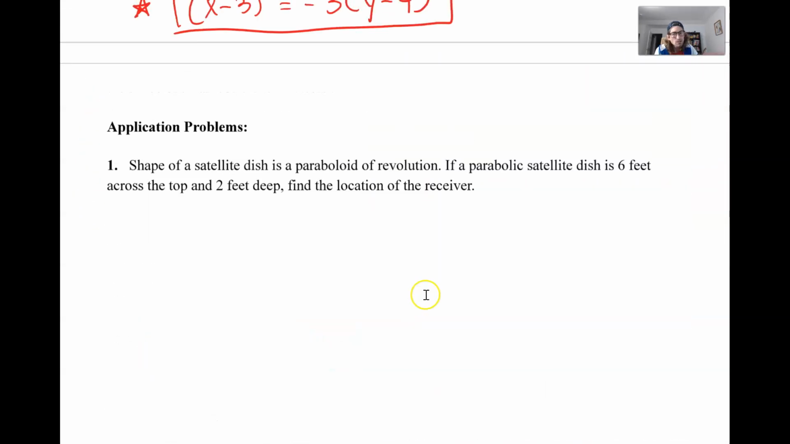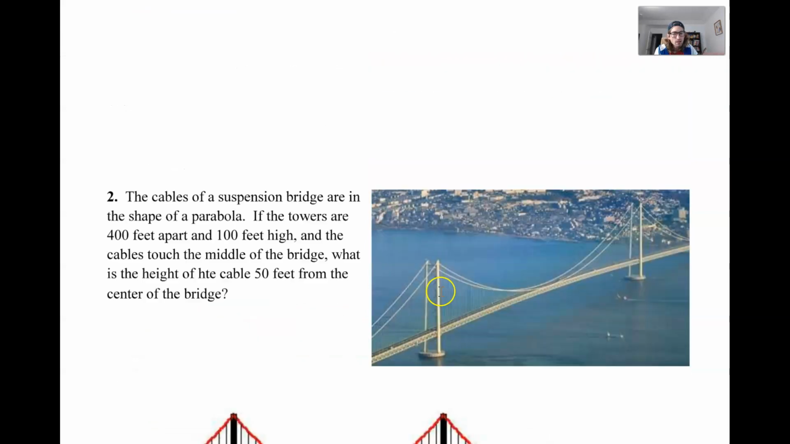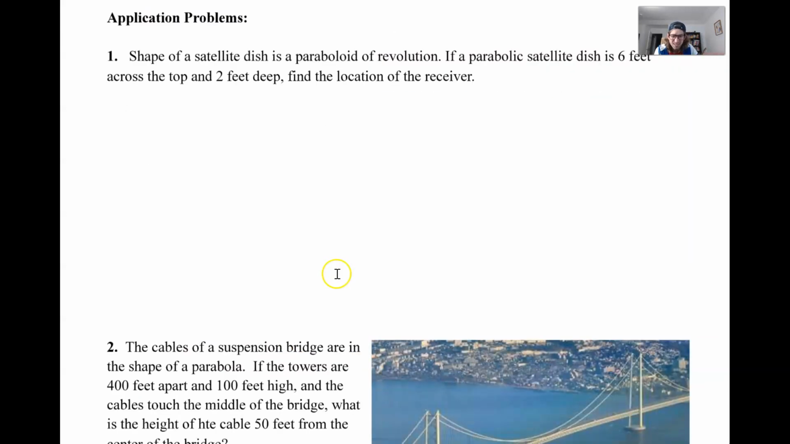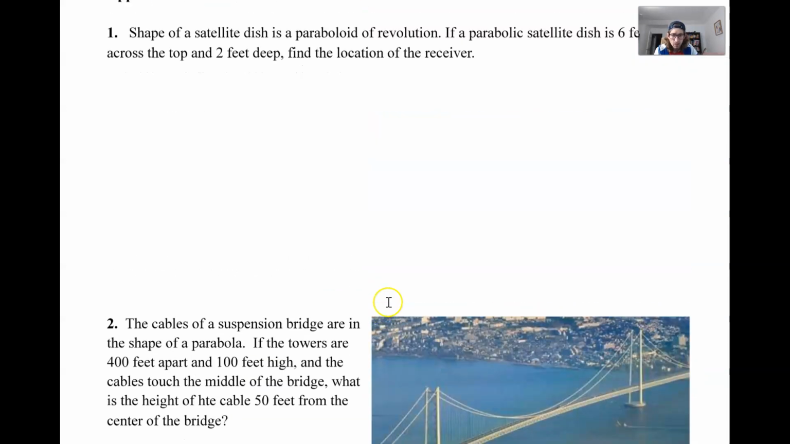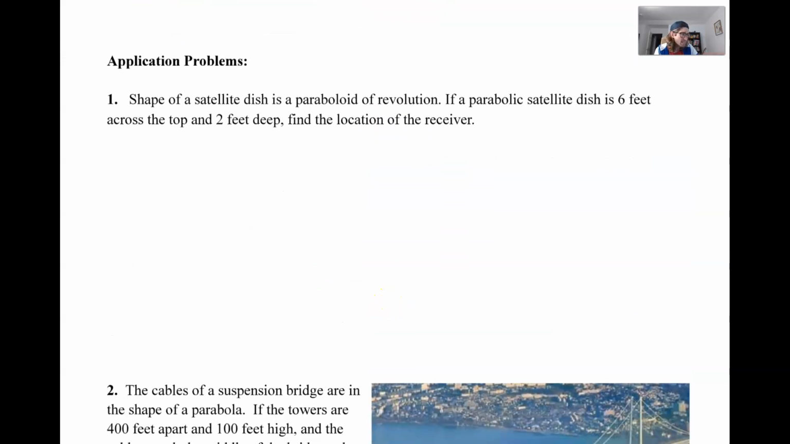All right, I'm going to do one of these word problems. I'm going to ask you to try the other one because it's similar, and then I'll write the answer for it. But these can be tough. The shape of a satellite dish is a paraboloid of revolution. What does that mean? Take a parabola and spin it around in a circle like this. You'll get kind of like a bowl.